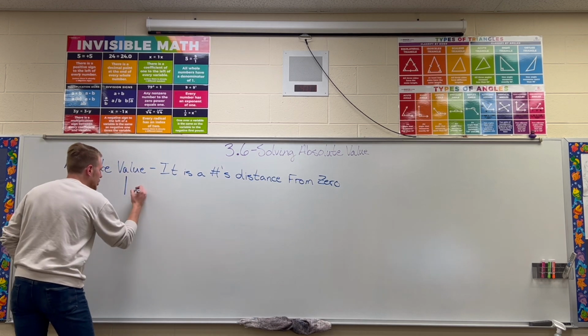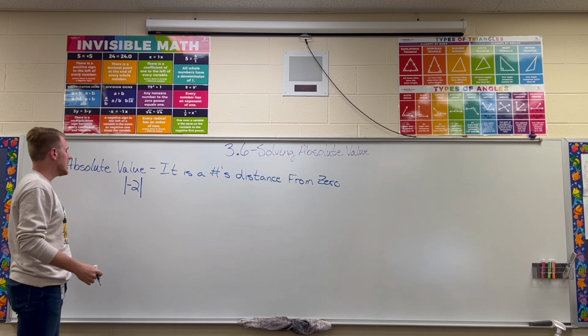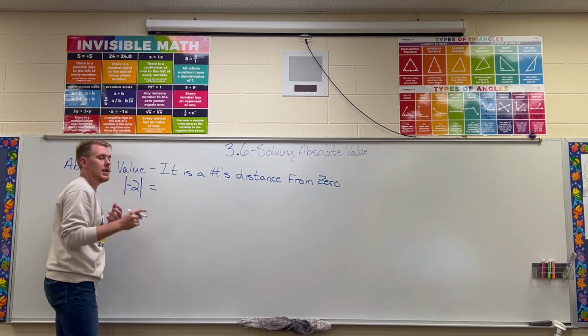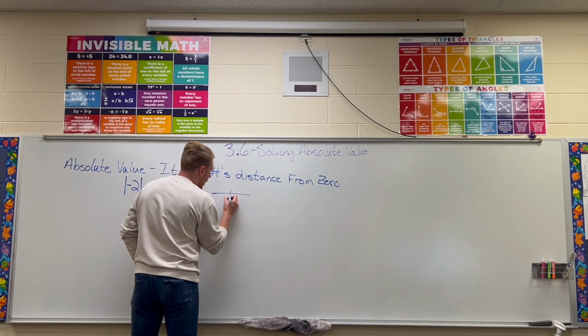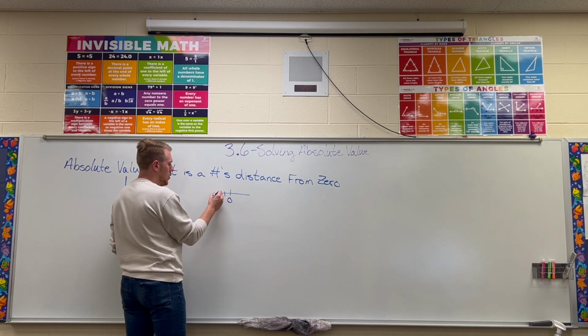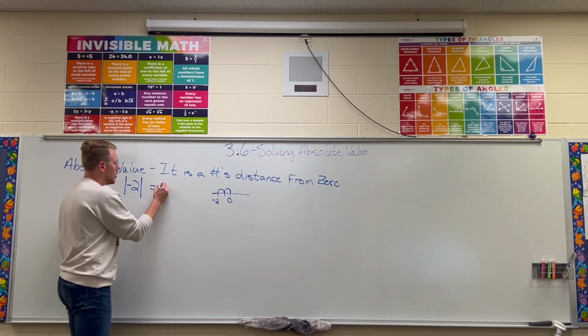So, what does absolute value look like? Absolute value is these two bars. If I had a number in the middle, -2, this is called the absolute value of -2. So, how far is -2 from zero on a number line? Well, if I have a number line, 1, 2, -2, how many spots is it from zero? 1, 2. So the absolute value of -2 is just 2.